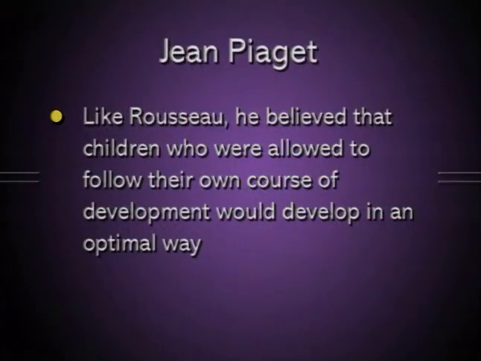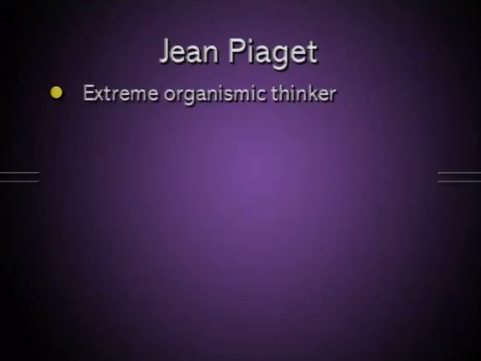Now, it was called the Jean-Jacques Rousseau Institute, and it's no accident that this institute was named after Rousseau. Remember our discussion earlier about Rousseau's philosophy and how it influenced people. No major theorist has followed Rousseau's philosophy of child development to the extent that Piaget did. Like Rousseau, he believed that children who were allowed to follow their own course of development would develop in a very optimal way. And he was an extreme organismic thinker.